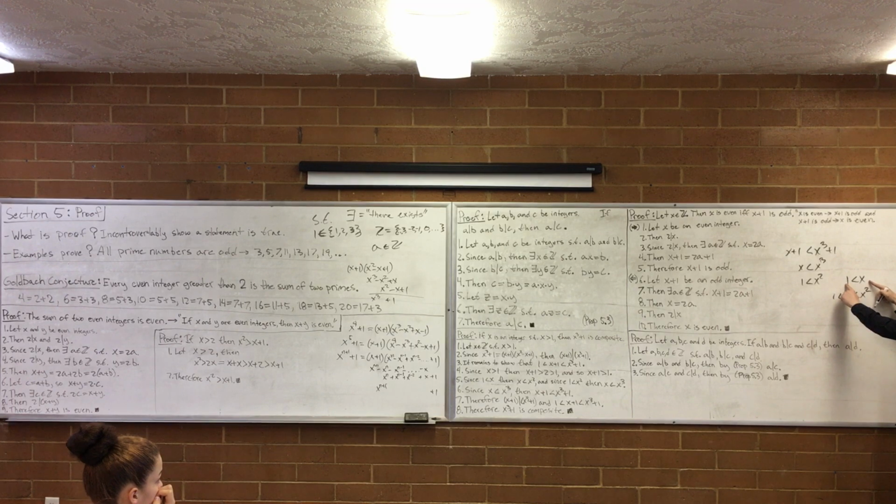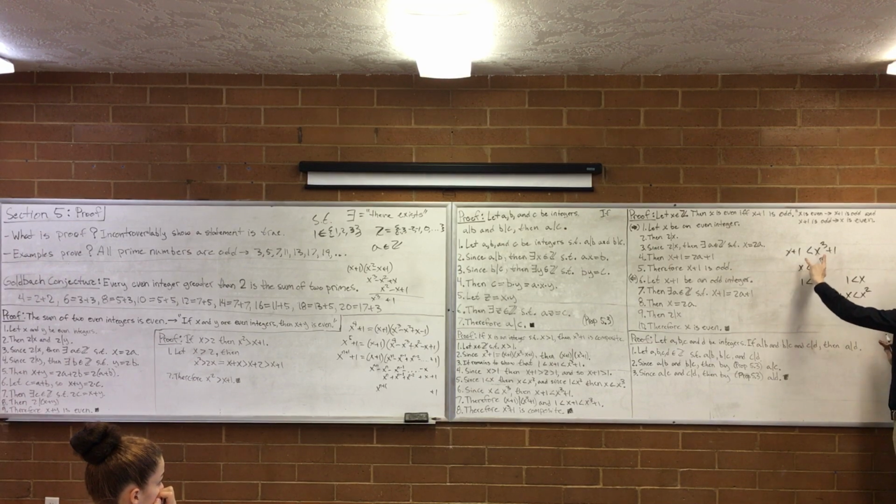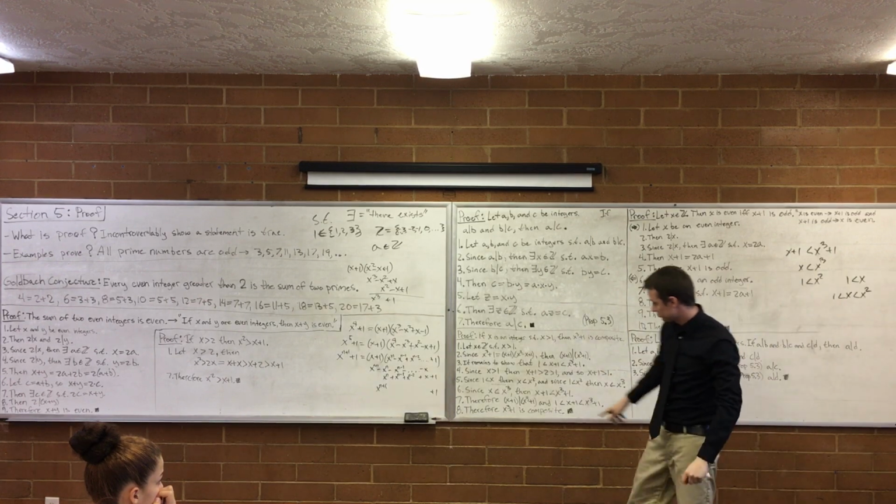So take this, multiply both sides by x, gives me that, but I still know that x is greater than 1. So 1 is less than x squared. If 1 is less than x squared, x is less than x cubed, x plus 1 is less than x cubed plus 1. So that's exactly what I do.